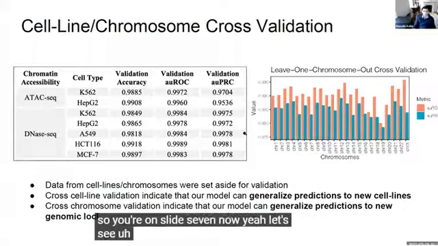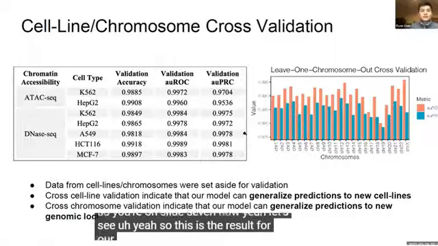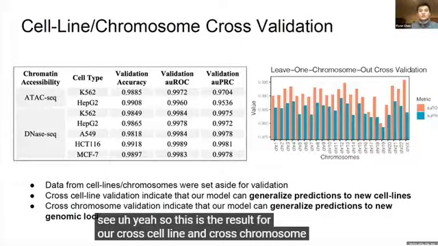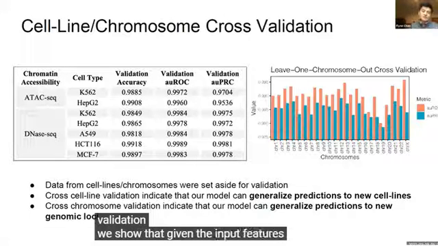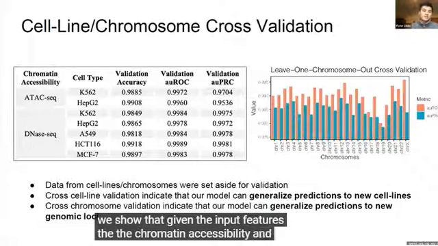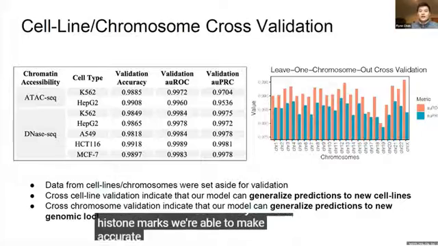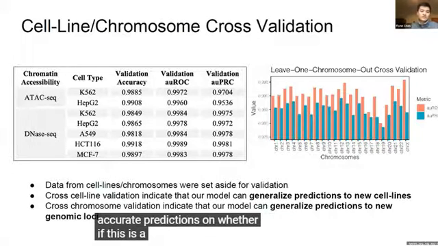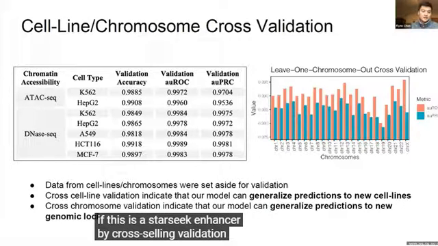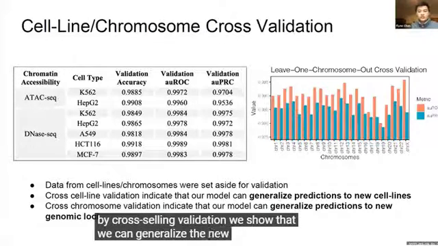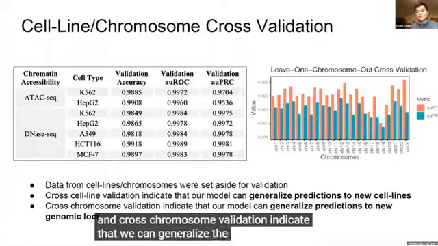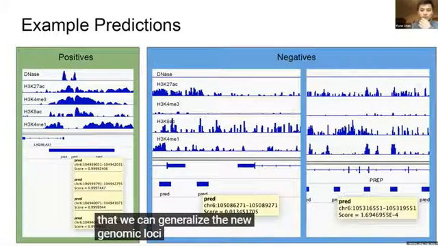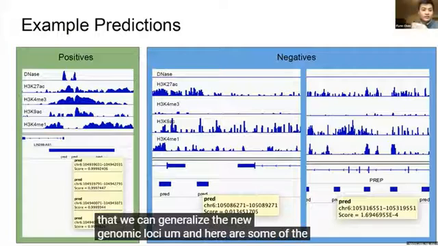Yeah, so this is the result for our cross cell line and cross chromosome validation. We show that given the input features, the chromatin accessibility and the histone marks, we're able to make accurate predictions on whether this is a STARR-seq enhancer. By cross cell line validation, we show that we can generalize to new cell lines, and cross chromosome validation indicates that we can generalize to new genomic loci. And here are some of the example predictions.